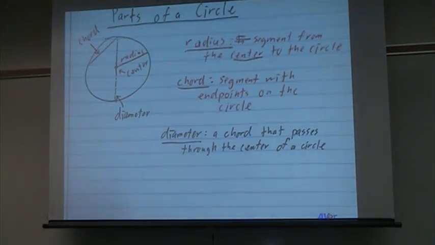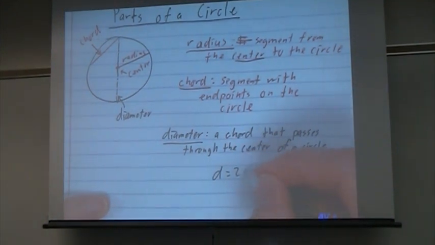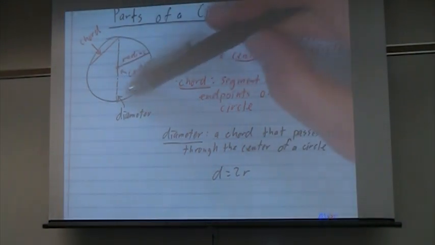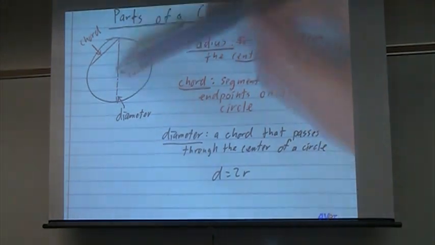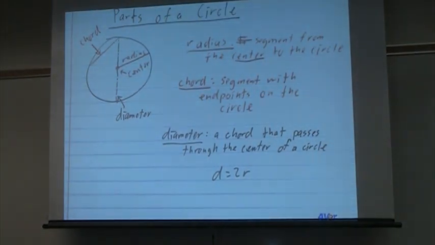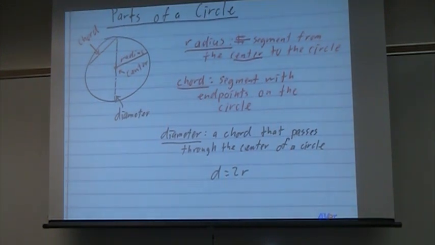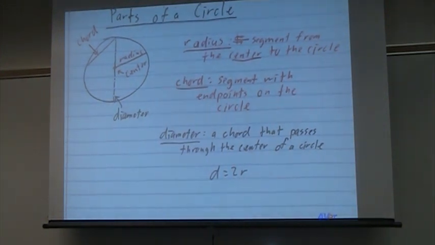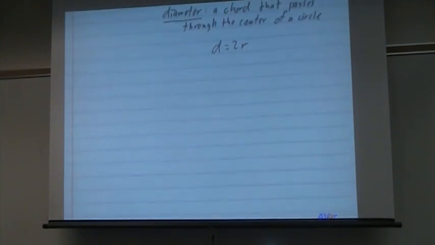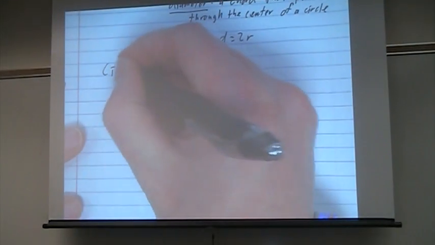And of course, you've got your formula, diameter equals 2r. Remember, all a diameter is one radius right next to another radius. Again, you can always pause the video if I go too fast for you. But there's one new formula today, and that's the circumference formula.